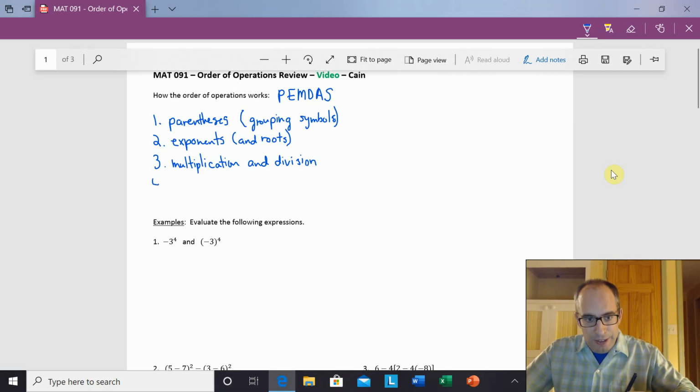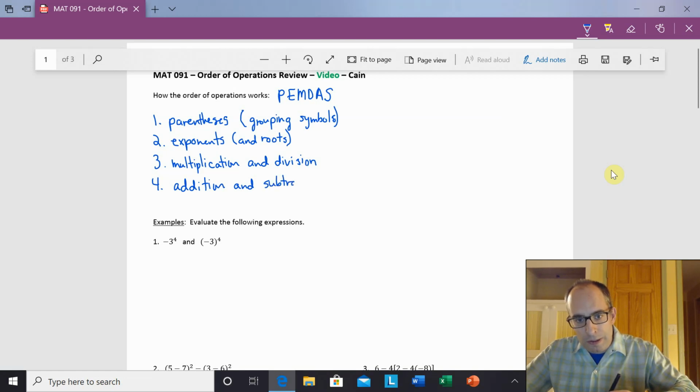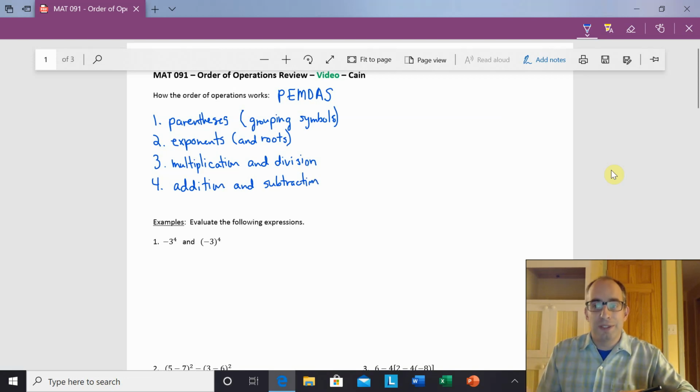And then the last thing is addition and subtraction. And they go together as well. So addition and subtraction. And for the same sort of logic, you could always rewrite one as the other, right? 9 minus 3 and 9 plus -3 are the same thing, right? You're going to get 6. But one of those is subtraction, one of them is addition.